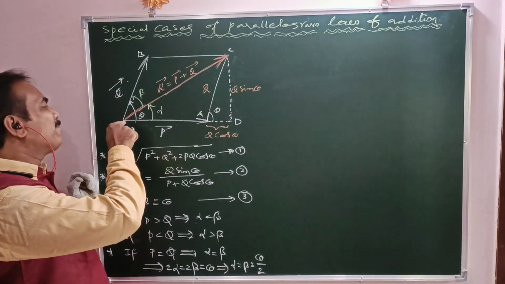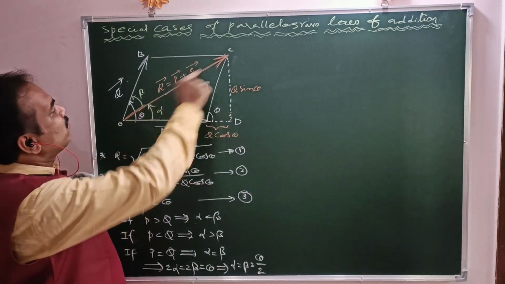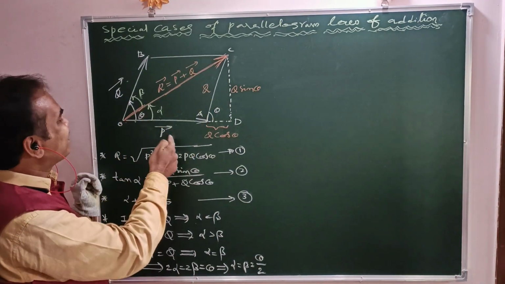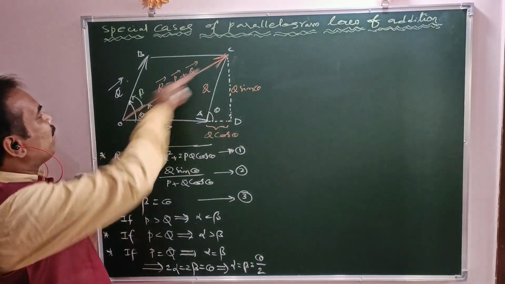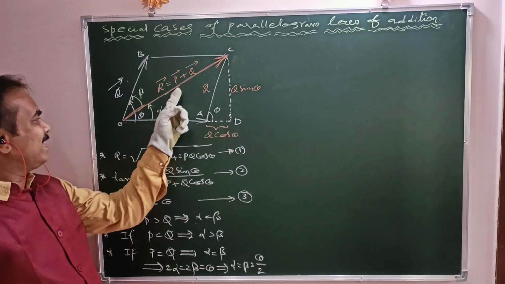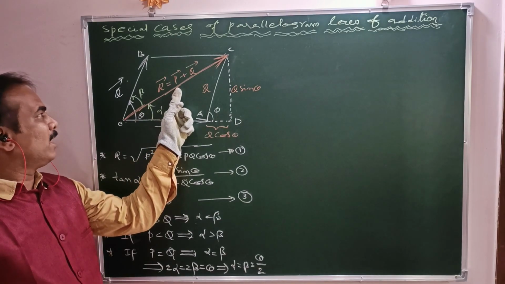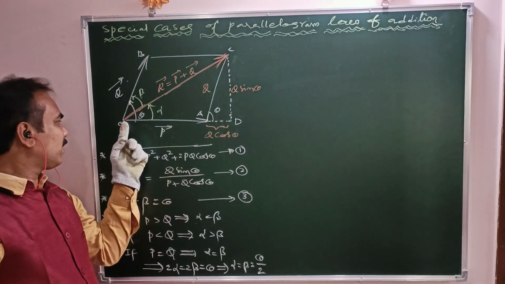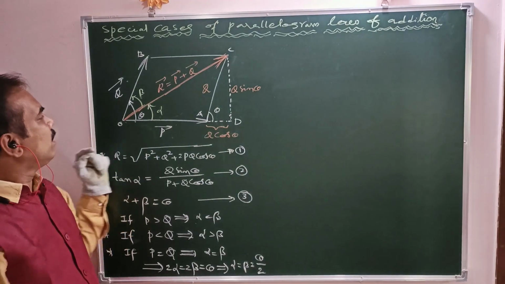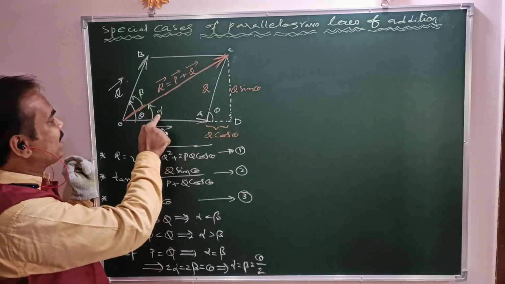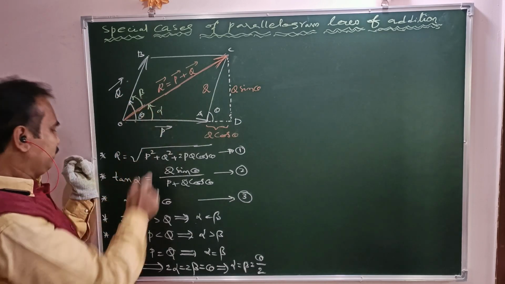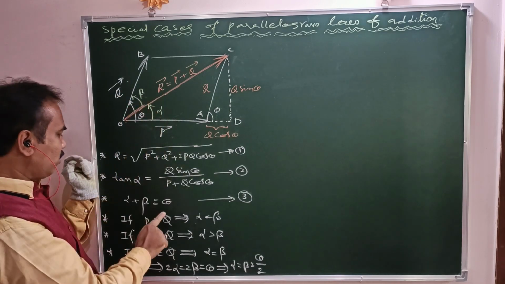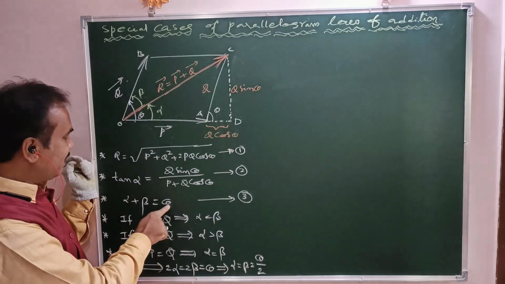From the same common point, the diagonal passing through it gives the resultant of p bar and q bar. Now r bar equals p bar plus q bar, indicated by the diagonal of the parallelogram drawn from the common point O. The angle made by r bar with p bar is alpha, and the angle made by r bar with q bar is beta. Now alpha plus beta equals theta.